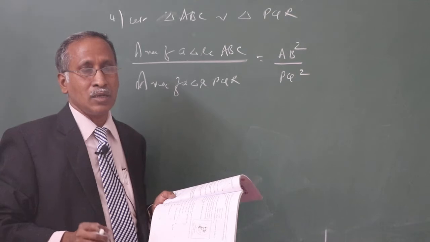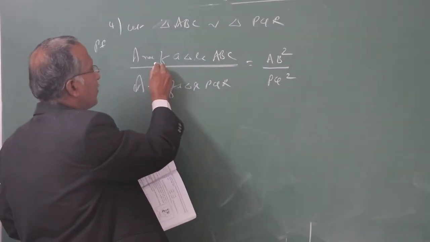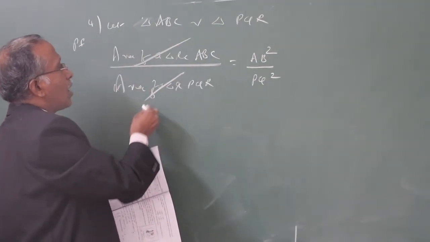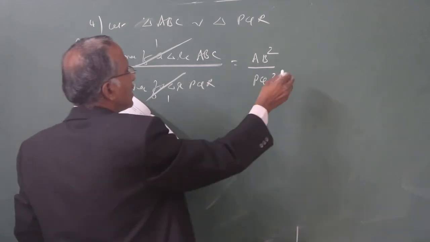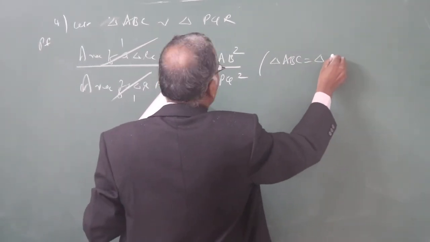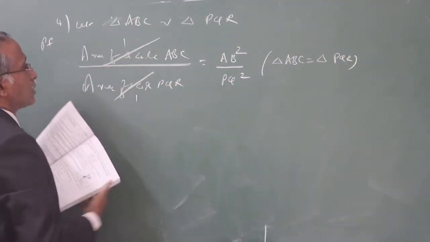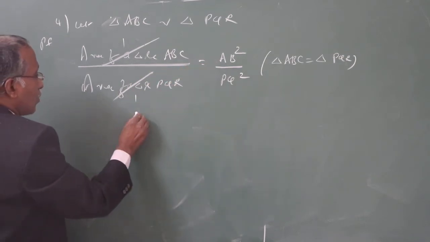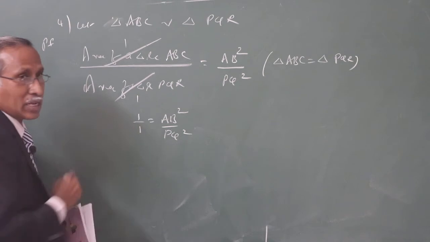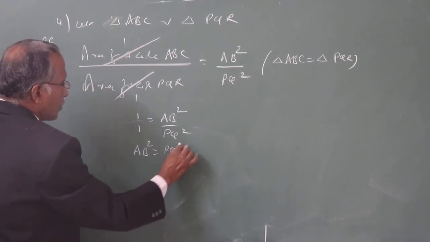As they have given that these two similar triangles are equal in area, that means area of triangle ABC equals area of triangle PQR. Therefore, these two get simplified. When both the areas are equal, you can simplify. Look at this now: 1 by 1 equals AB square by PQ square. Do the cross multiplication now. What do you get? AB square equals PQ square.